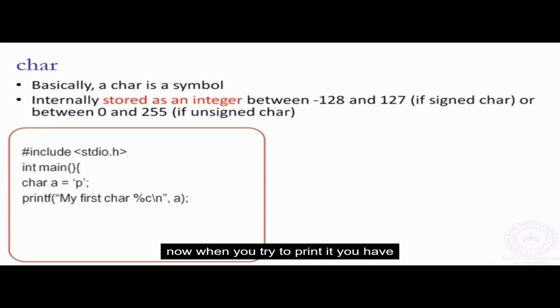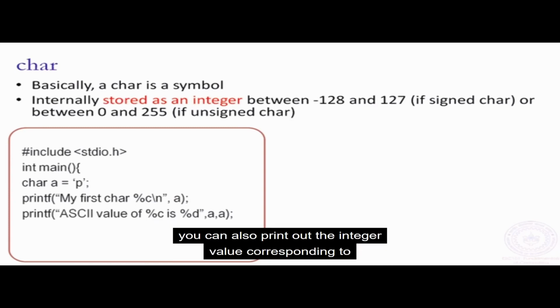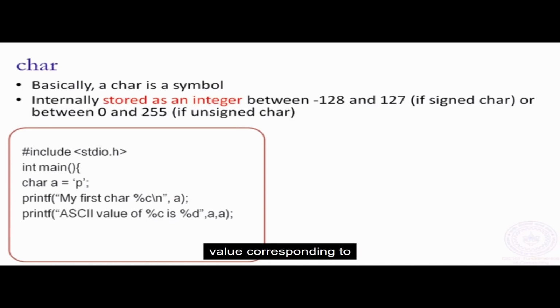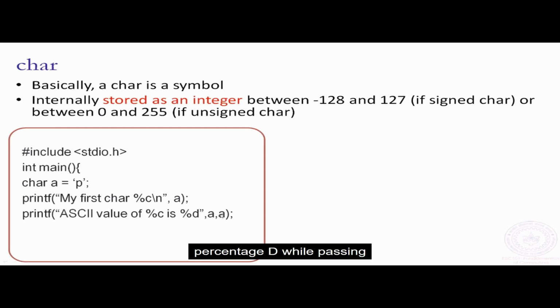Now, when you try to print it, you have to use the placeholder %c, and you can also print out the integer value corresponding to the character that you are trying to print. Now, this can be done simply by specifying a placeholder %d while passing A as the variable that has to be placed here.